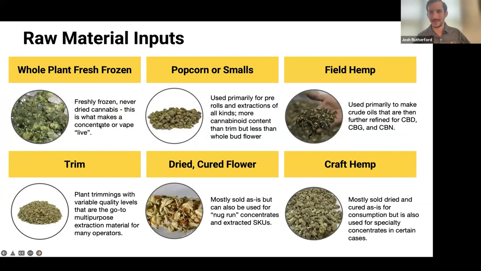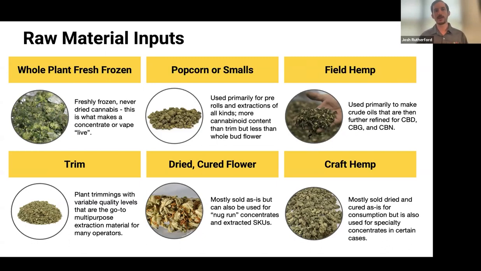The fun stuff. We have raw material inputs. So what is whole plant fresh frozen? Fresh frozen is never dried cannabis. This is what makes a concentrate or vape a quote unquote live product. When you go into a dispensary and they say, we have a bunch of live resin, well, live resin can come in multiple forms. It can come as diamonds and sauce. It can come in so many different areas, which we'll get into here in a minute.